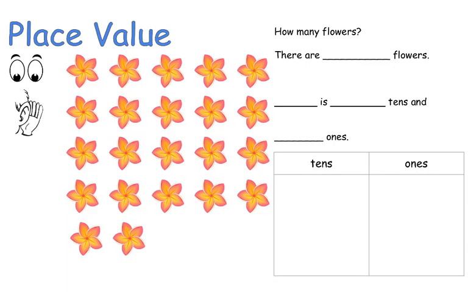Let's try another one. Let's read our question and our sentences first. So our question is, how many flowers? How many flowers are there? There are blank flowers. So we have to fill in that answer. Then we have to say blank. So our total number of flowers is blank 10s and blank 1s.